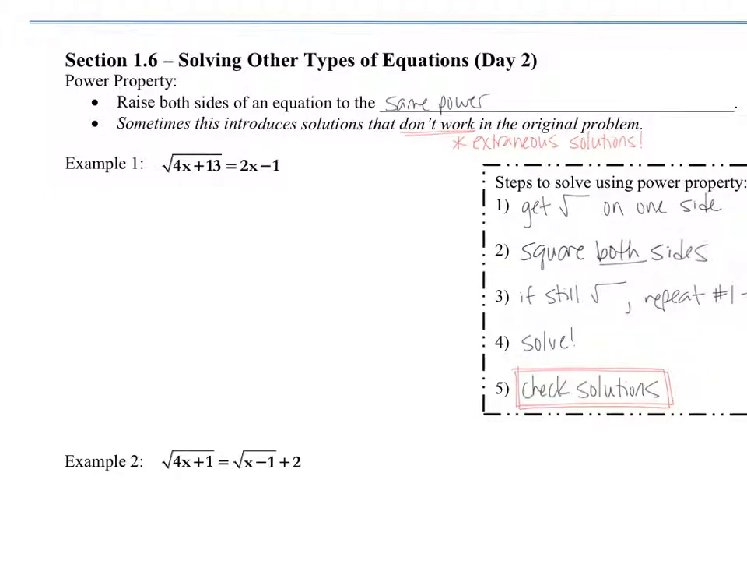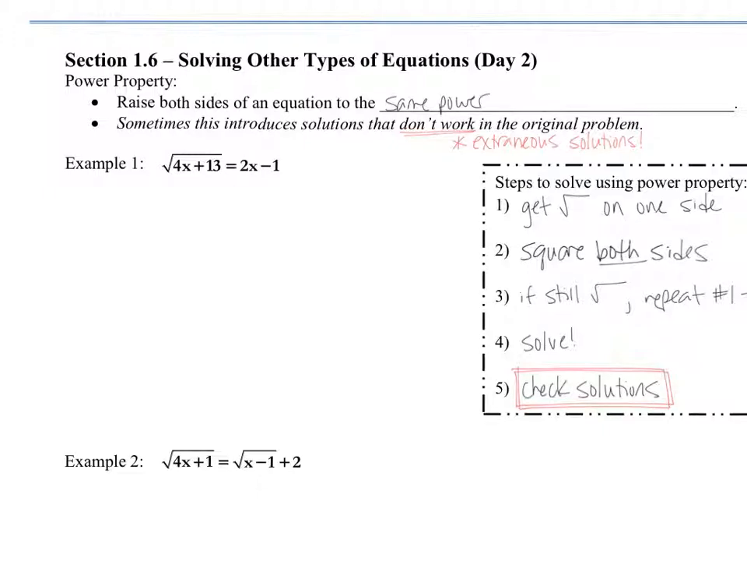And as always in this chapter, sometimes this introduces solutions that don't work in the original problem. Therefore, we do still have extraneous solutions in these examples as well. But notice how these don't have any denominators, so that's not what we're checking for. We're actually checking to make sure it makes the equation work. So I'll talk about that when we get to an example that looks like that.